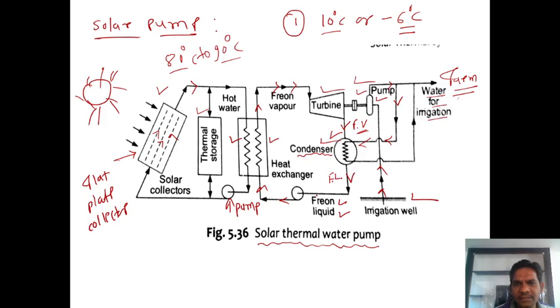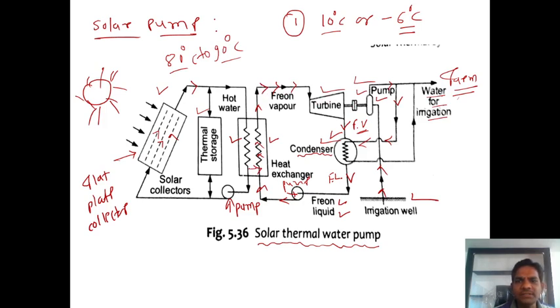Then after that, this freon liquid, with the help of this pump. Okay, where is the pump? Once again it is pumped into the heat exchangers. Then after that, in the heat exchanger, this freon liquid absorbs the heat from this hot water and converts into vapor form. This vapor is now circulated toward the turbines.